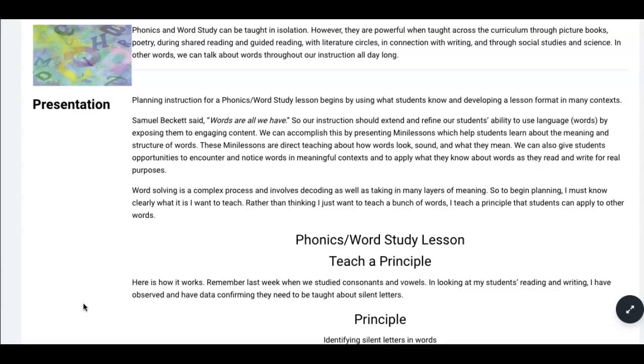Word solving is a complex process and involves decoding as well as taking in many layers of meaning. So to begin planning, I must know clearly what it is that I want to teach. Rather than thinking I just want to teach a bunch of words, I teach a principle that students can apply to other words.